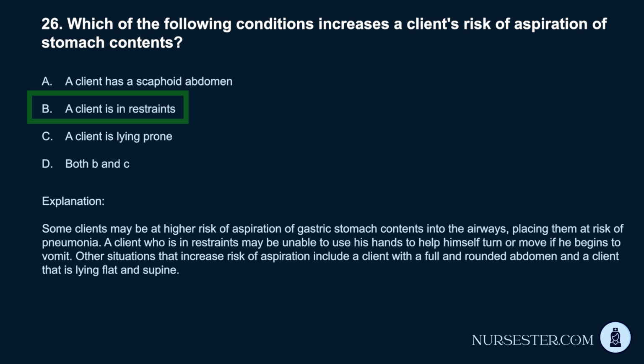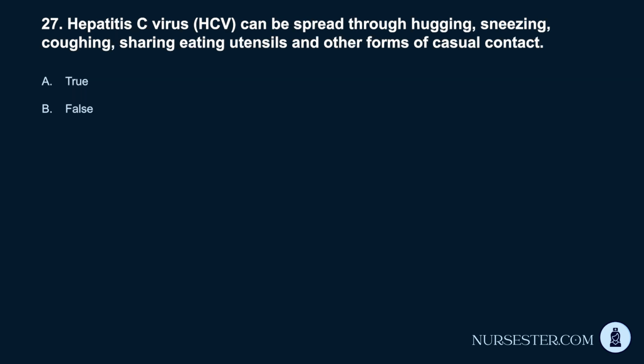Some clients may be at higher risk of aspiration of gastric stomach contents into the airways, placing them at risk of pneumonia. A client who is in restraints may be unable to use his hands to help himself turn or move if he begins to vomit. Other situations that increase risk of aspiration include a client with a full and rounded abdomen and a client that is lying flat and supine. 27.